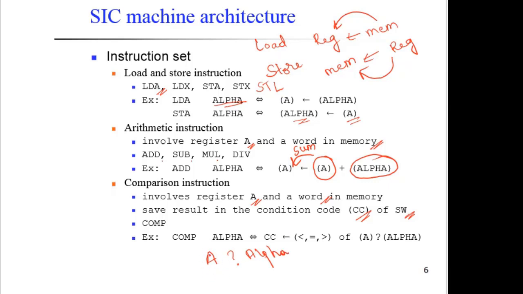Accumulator may have a bigger value when compared to alpha, then condition code will be set like this. Accumulator contents can be less than alpha, condition code will be set equal to less than. Both the contents are equal, then CC will be set to equals. So this is how comparison instruction works. It will have an impact on condition code, which is present in the status word register.